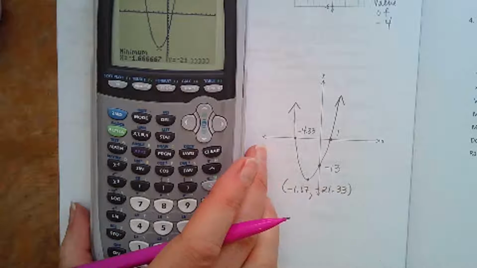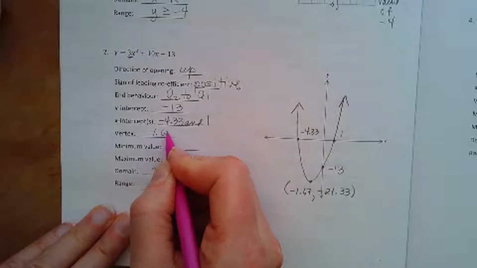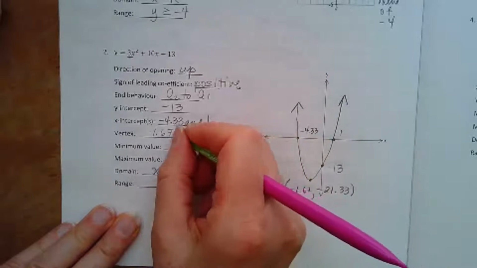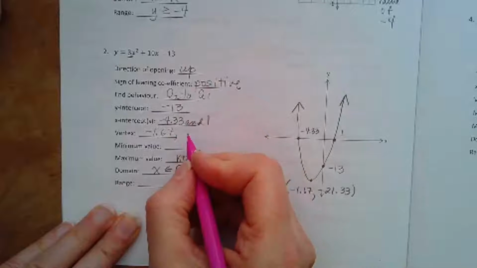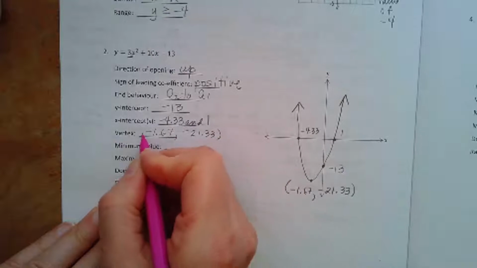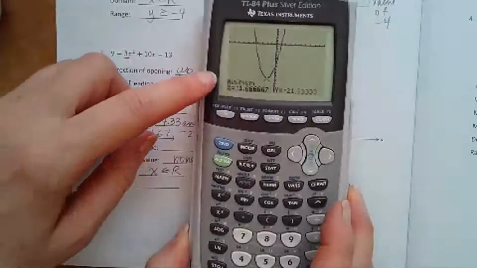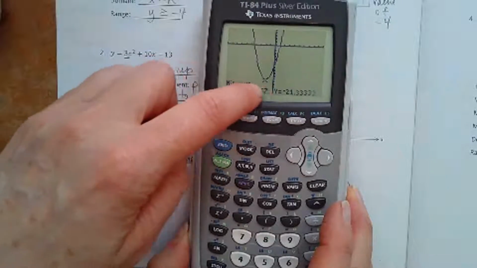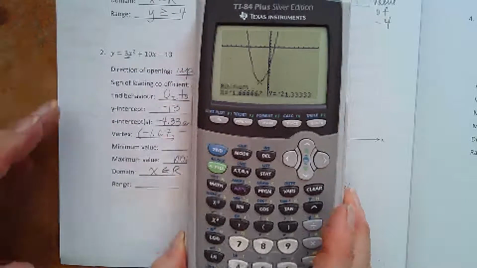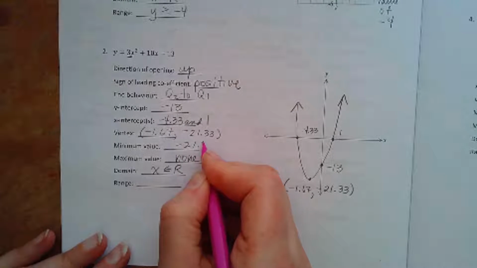Okay, so I'm just going to record that here as well. Negative 1.67, negative 21.33. That gives me the minimum value, right? Your calculator is even telling you the minimum, and the minimum is always the y coordinate because that's the one that is restricted, right? So my minimum value is negative 21.33.